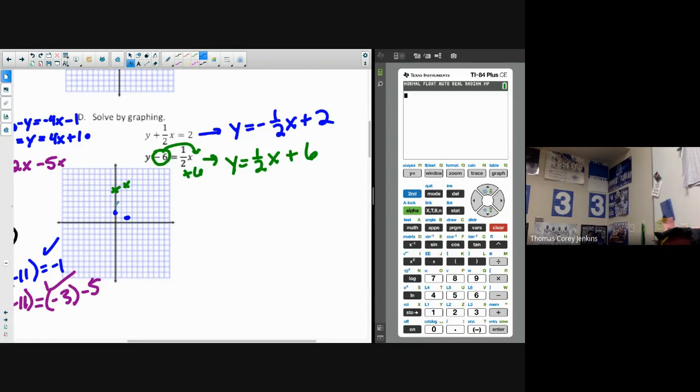So up 1, left 2, up 1, left 2. Looks like probably there. Let's just make sure. So down 1, left 2, down 1, left 2. So there you go. So that's the point -4, +4, it looks like. So you can do ordered pair, or you can say x equals -4, y equals 4.